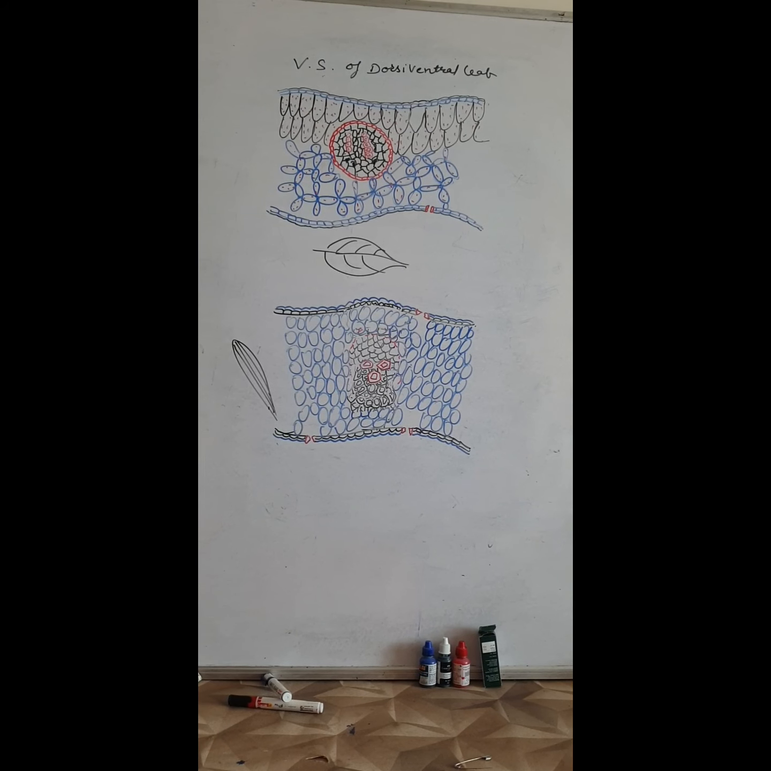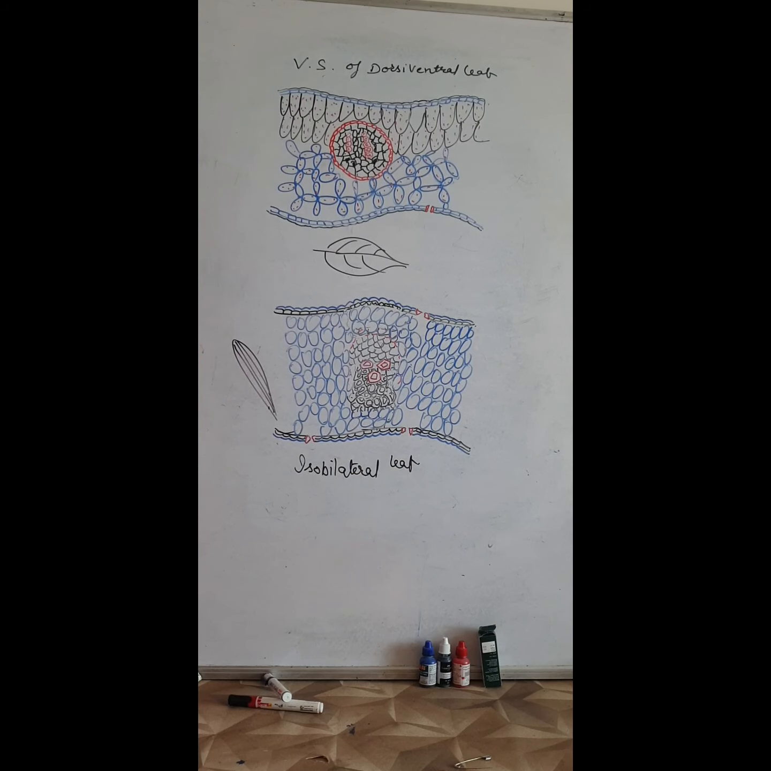Good morning, children. Today we are going to start the differences between the monocot leaf and dicot leaf, and the structure and anatomy of the monocot and dicot leaf. As we know, the dicot leaf is also called the dorsiventral leaf, and the monocot leaf is called the isobilateral leaf.